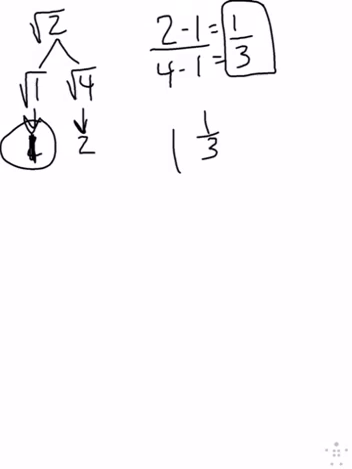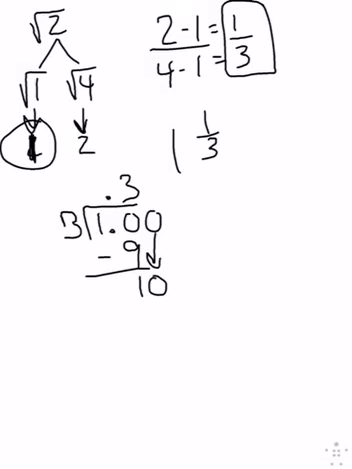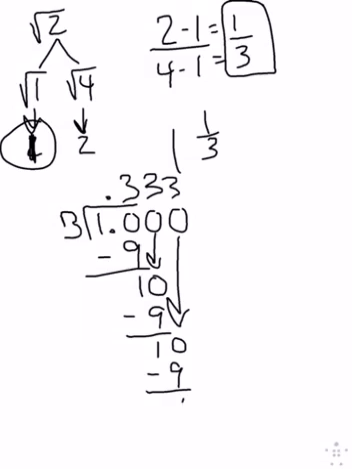But we have to make a decimal, so I'm going to do 3 into 1. 3 cannot go into 1, so I add a decimal and a 0. 3 can go into 10 3 times. I get 9, subtract, and I get 1. Add a 0, bring it down, and repeat: 3 goes into 10 3 times, I get 9, subtract, and I get 1 again.